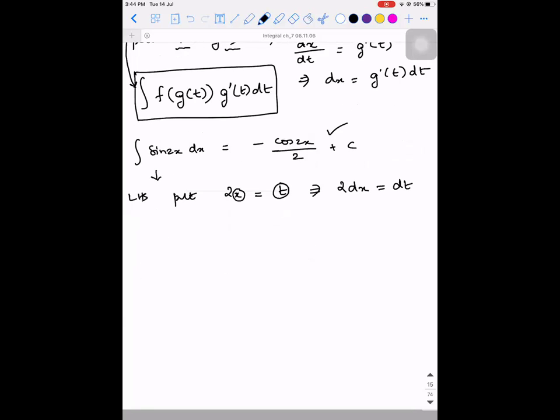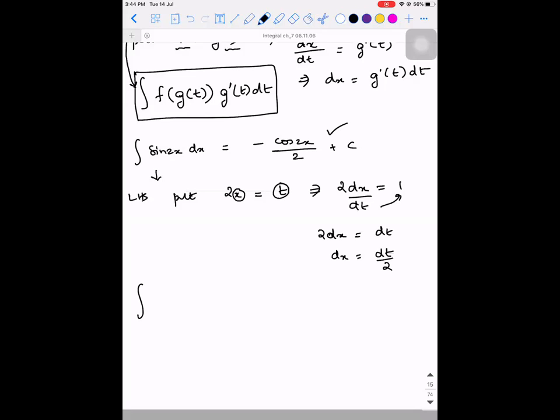I hope it is clear. You would have understood why it has come. Because if I differentiate with dt on both the sides, 2 into dx by dt is 1. This dt goes to the other side. So now onwards, you can directly write it as 2 into dx is equal to dt. So what is the value of dx? Dx is equal to dt divided by 2.